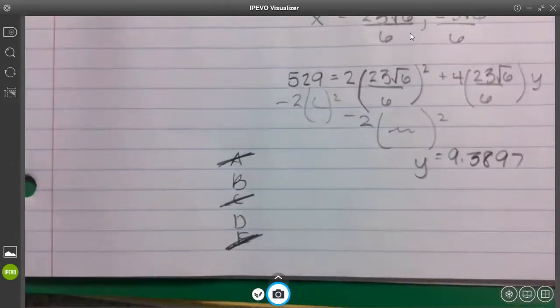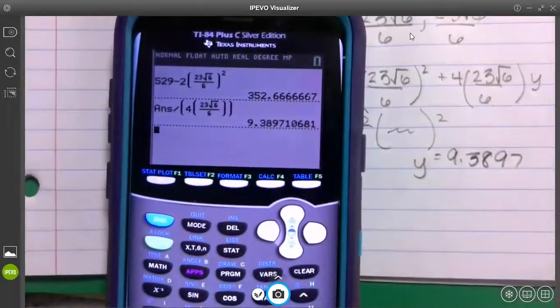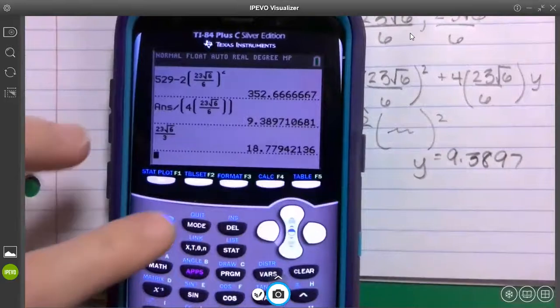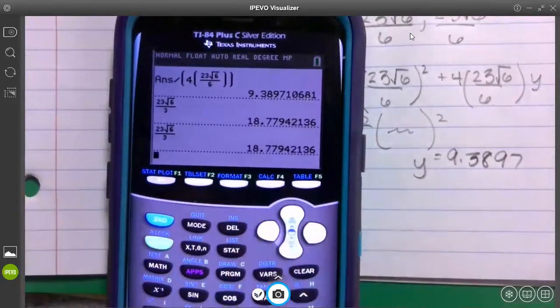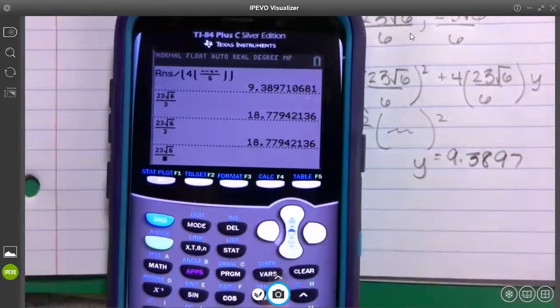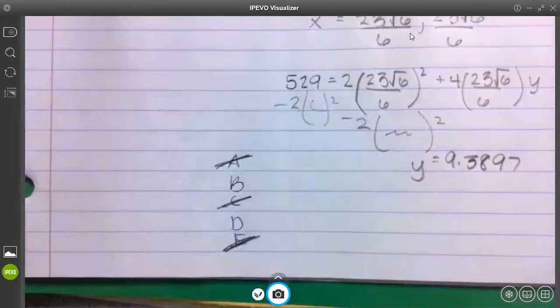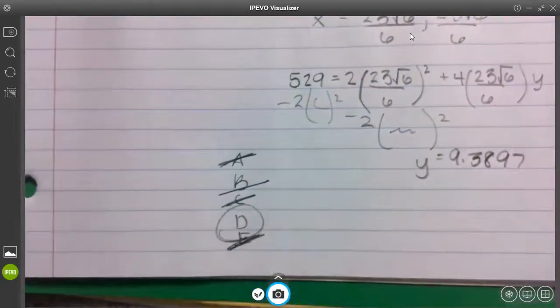The question is, is our third dimension 23 square root 6 over 6, or is it 23 square root 6 over 3? So then I'm going to try B in my calculator, which is alpha y equals 23 square root of 6 over 3. Now that said 18. So that's not the 9. I didn't mean to do that. Sorry about that. And then 6 is the 9.38. So your answer on this one is not B, but D.